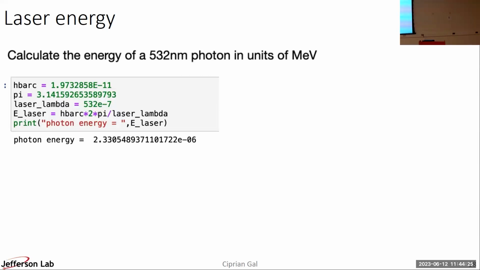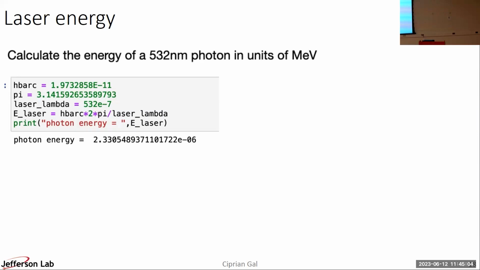Does anybody know what the energy of the electron beam is? What's the energy of the beam in the electron beam at the EIC? Do you remember? Does anybody remember? 18, 5, 12, 18? There we go, good answer.